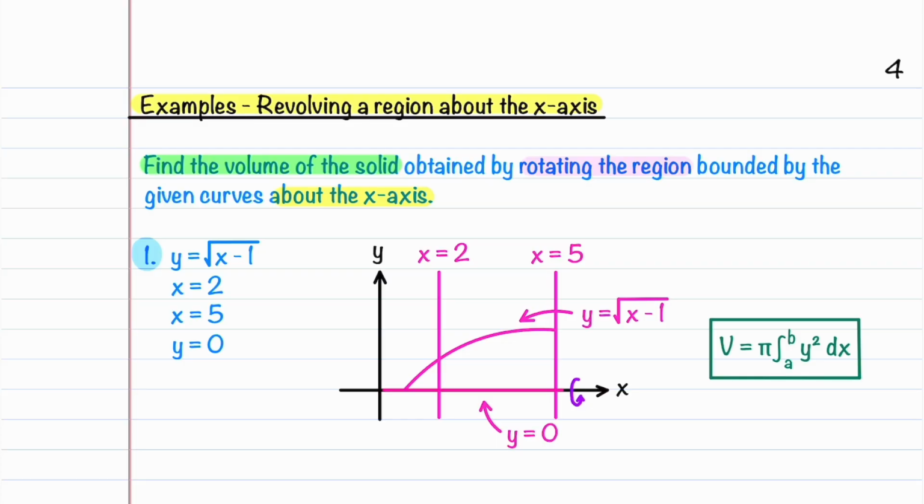We have the curve y is equal to the square root of x minus 1, and then we have three lines. X is 2, x is 5, and y is 0. The region that we're going to be revolving is the region that's bounded by this curve and lines. That's this region right here.